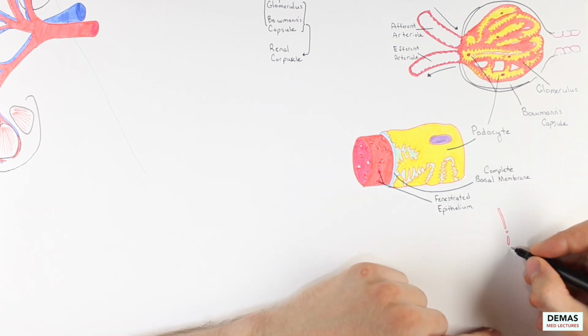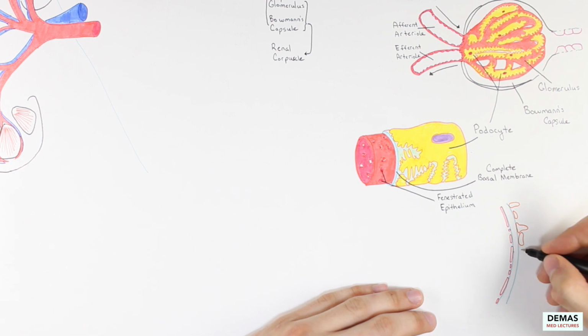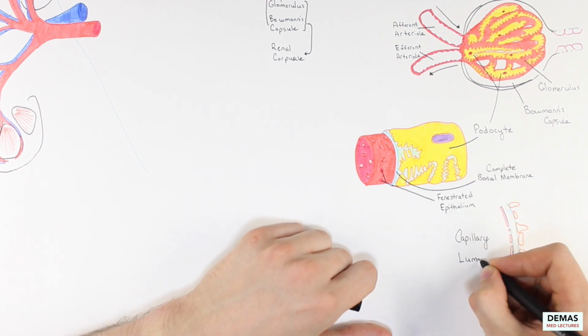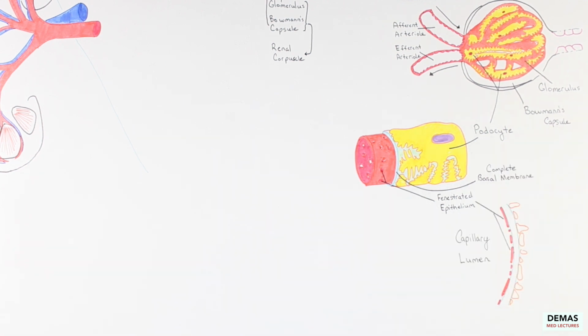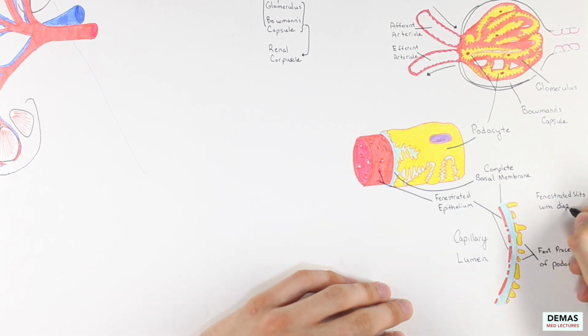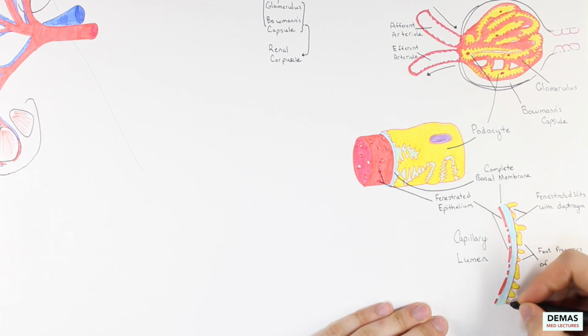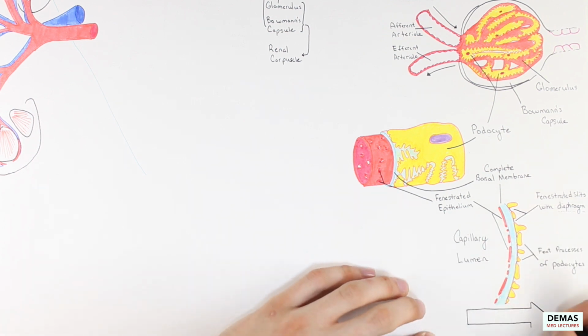Something else to note that you should be able to identify is the key structures of the glomerular capillary bed in cross-section. Notice how the lumen is on the left, the fenestrated epithelium is the most interior layer, the complete basal membrane is in the middle, and the podocytes are on the exterior. Between podocyte foot processes are thin diaphragms, which further contribute to the selectivity of filtration.